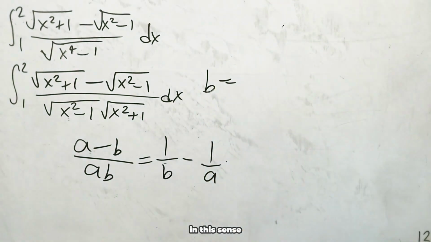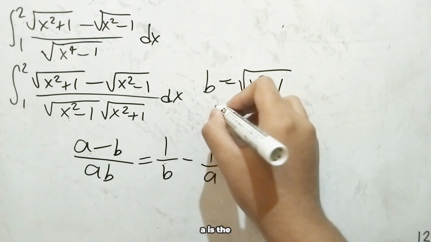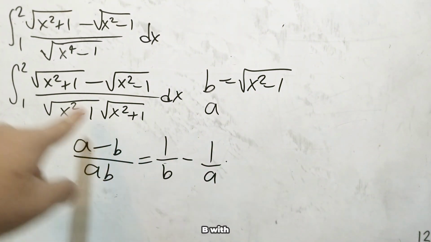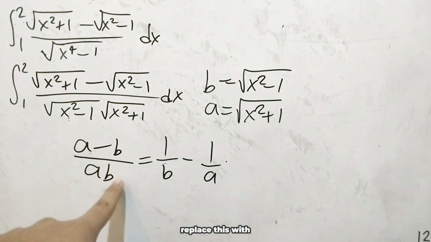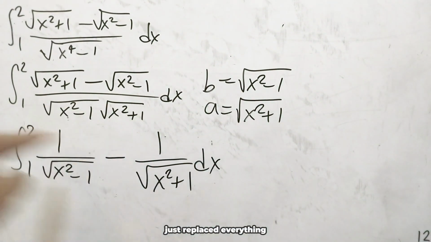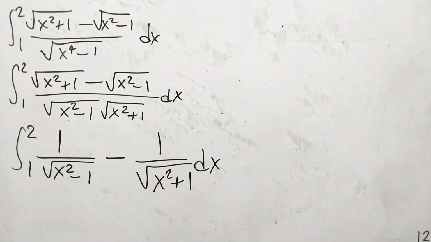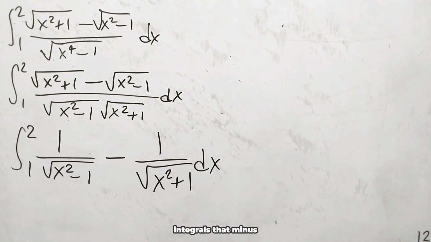What is b in this sense? Well, b is the one we're minusing this one, and then a is the one we're minusing b with, so it's this one. So then I have these values right here. I can just replace this with this, and then we have this, guys. I forgot the dx, so I just replaced everything. I'm going to delete these. Now what I can do is separate these integrals into two integrals that minus each other out.